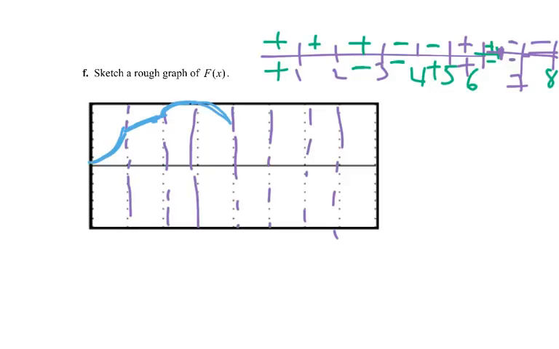4 to 5 is decreasing and concave up. 5 to 6 is increasing and concave up. 6 to 6.5 is increasing and concave down. So this is the 6.5 that I forgot. From 6.5 to 7 is decreasing and concave down. And then 7 to 8 is decreasing, but I don't know if it's concave up or down, so I would make a straight line. Okay, so I'm going to highlight this part. So that's roughly the sketch of f of x, the original function that we looked for.